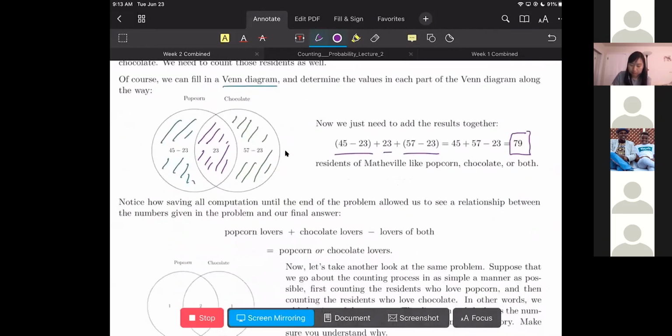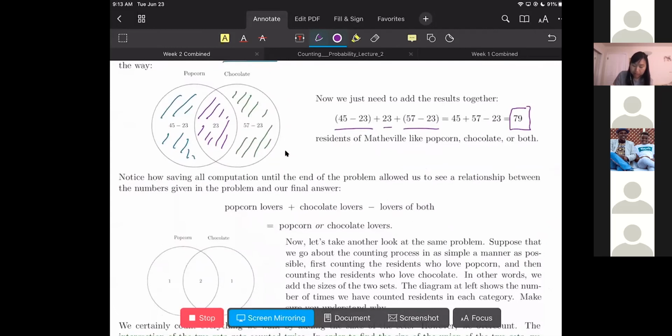So here we see the numbers actually reflect, basically we're summing up just popcorn, just chocolate, and both.